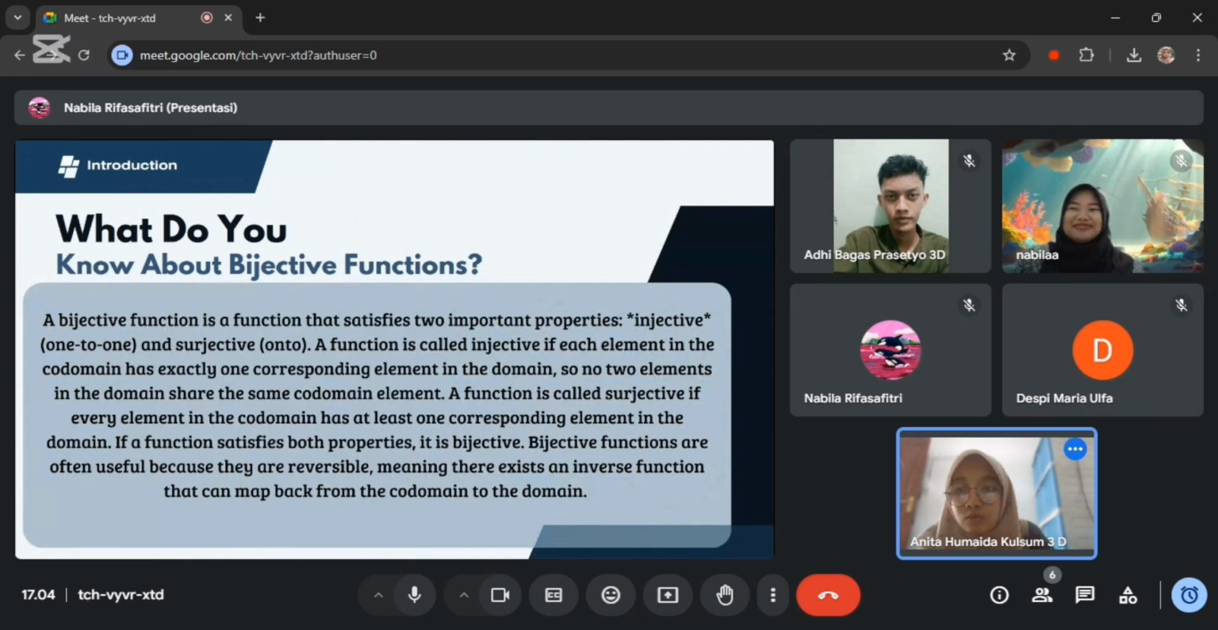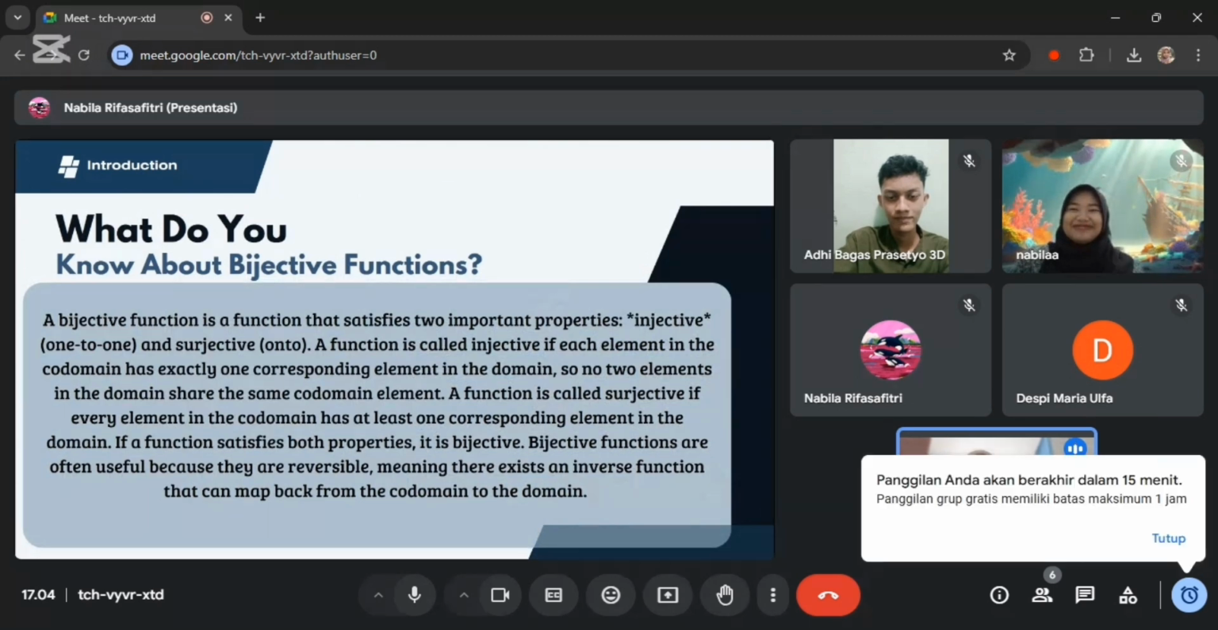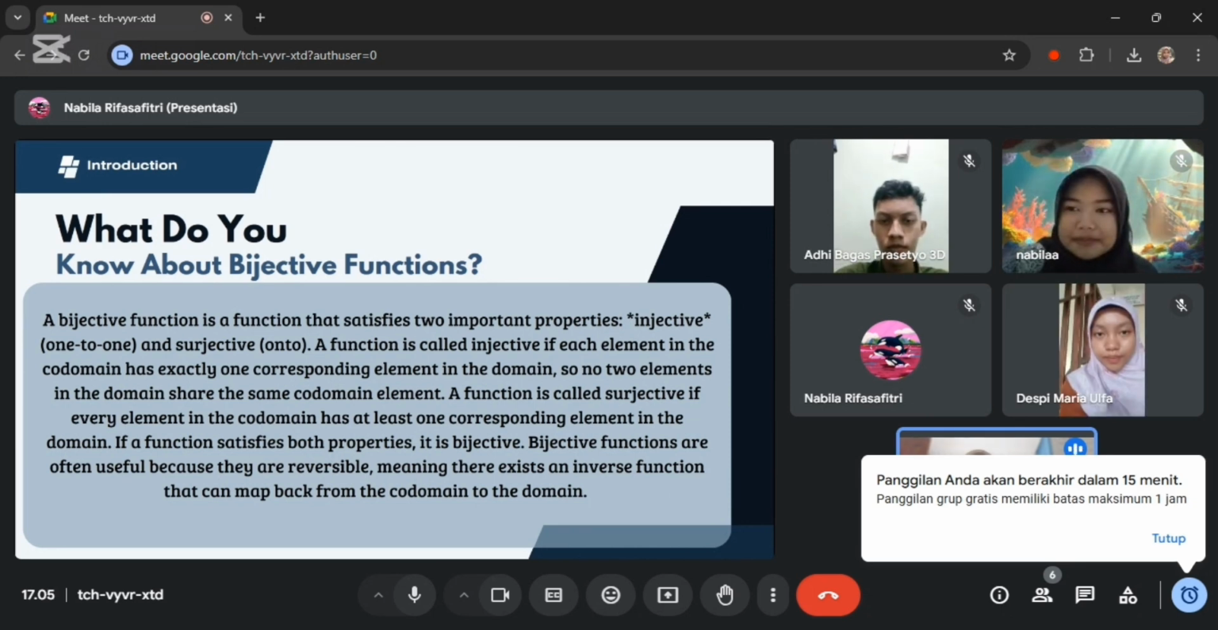What do you know about bijective function? A bijective function is a function that satisfies two important properties, injective (one-to-one) and surjective (onto). A function is called injective if its element in the codomain has exactly one corresponding element in the domain. So no two elements in the domain share the same codomain element. A function is called surjective if every element in the codomain has at least one corresponding element in the domain. If a function satisfies both properties, it is bijective.